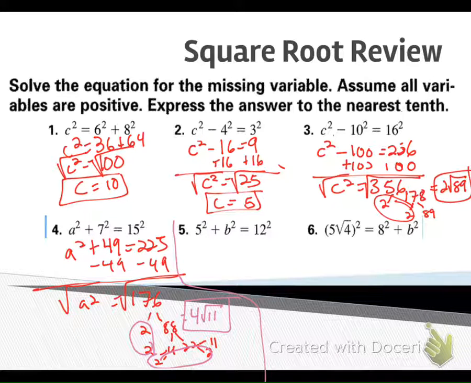5 squared. 25 plus b squared equals 12 squared. Can you say it one more time? 144. Subtract over 25. Okay, we end up with b squared equals 119. Factors of 119.